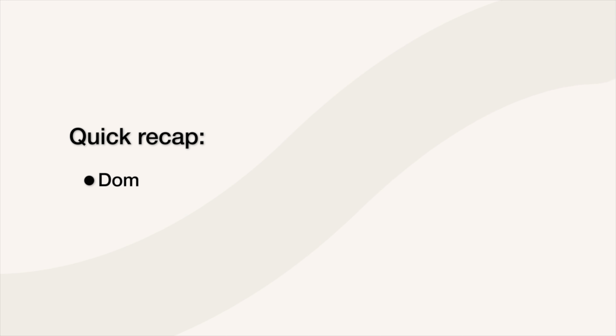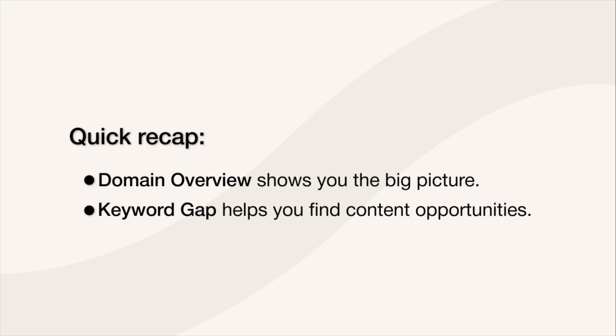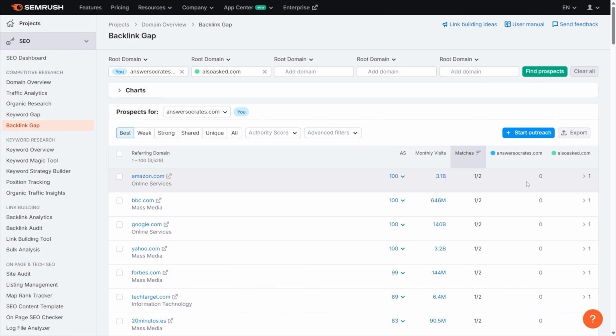Quick recap. Domain Overview shows you the big picture. Keyword Gap helps you find content opportunities, and backlink gap helps you find link building opportunities. Next up, let's talk about how to do keyword research with Semrush and find those easy to rank for keywords.